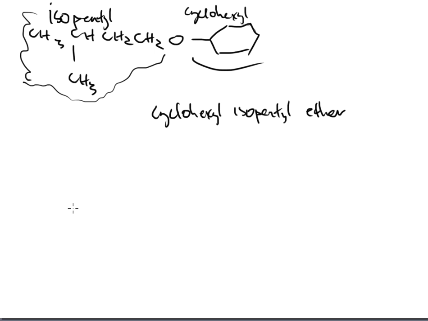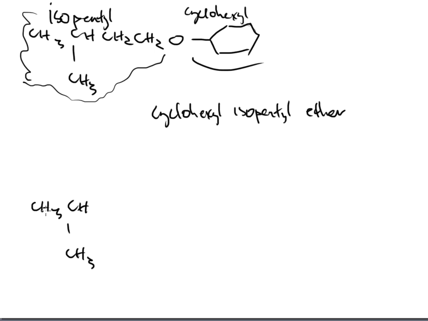That is why we do IUPAC nomenclature for ethers, because there's going to be a point where a common name cannot be a common name because the group is going to be too complicated in order for me to name it that way. All right, so we'll do one more common example.